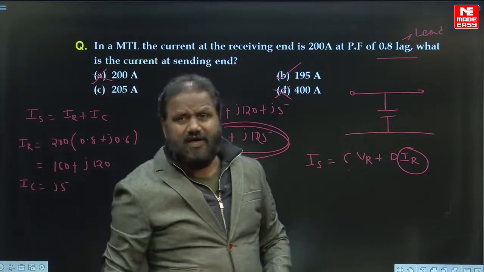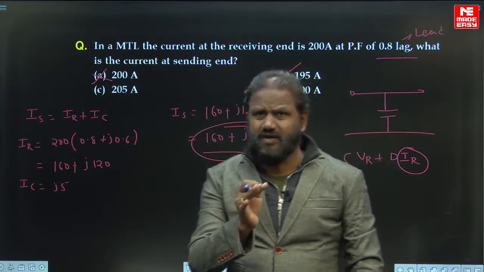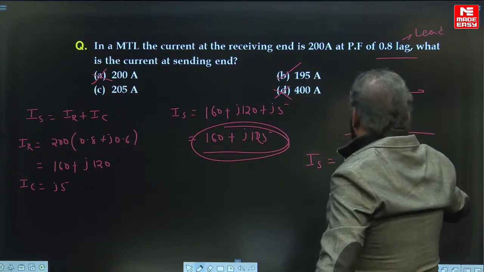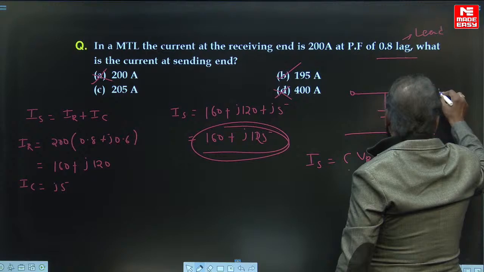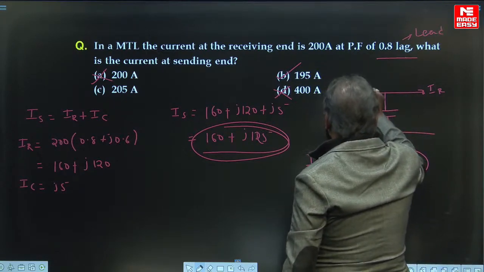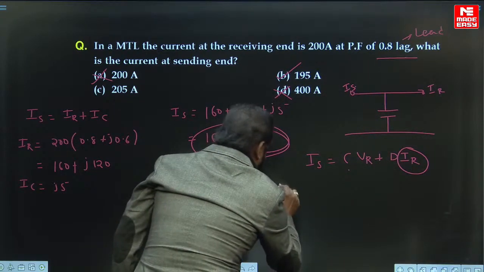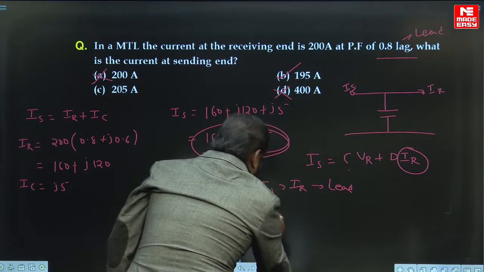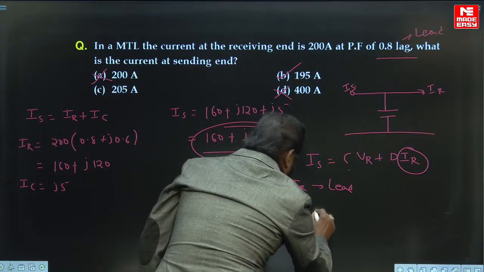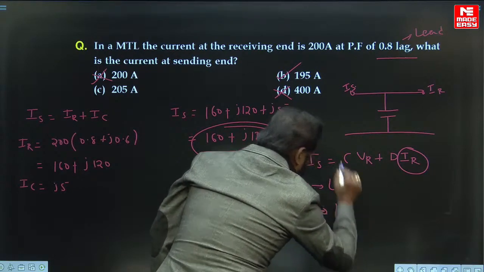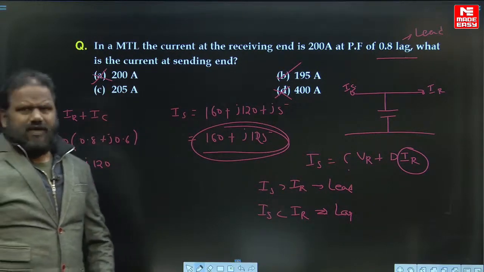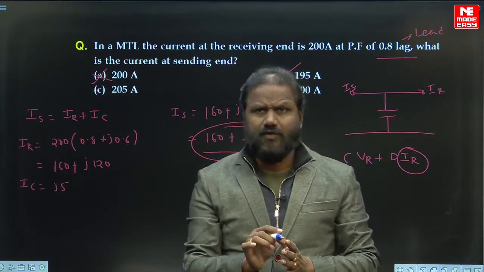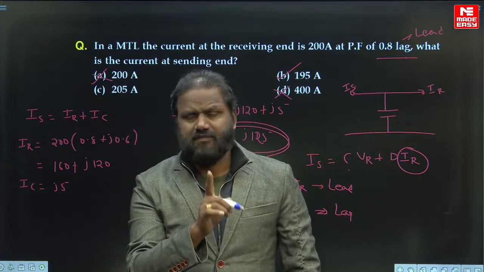So mind one thing I am saying, it is the conceptual concern. Listen carefully: here this is the receiving end current and this is the sending end current. I can say IS is greater than IR for the leading power factor, and IS is less than IR for the lagging power factor. Okay, so I am saying that conventionally you can do it, but conceptual evaluation is the best thing.